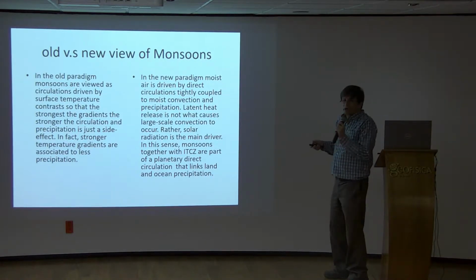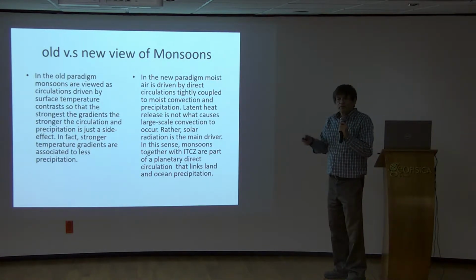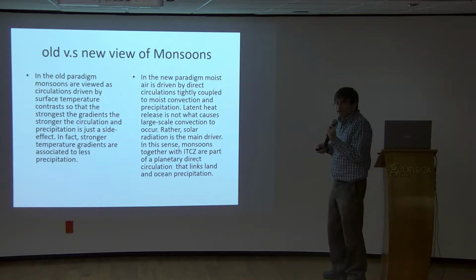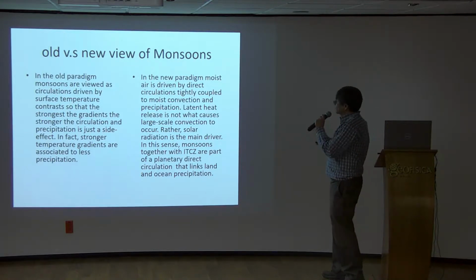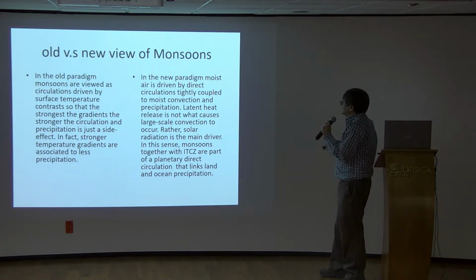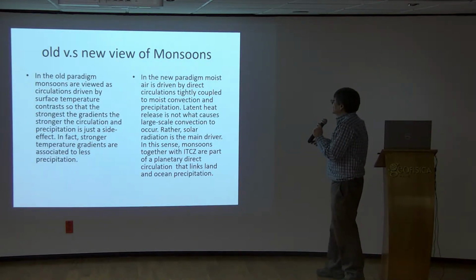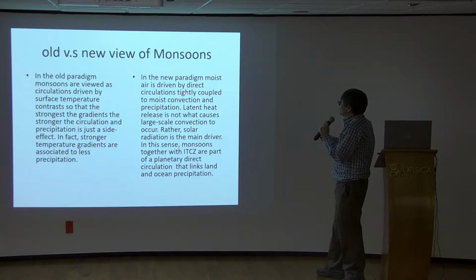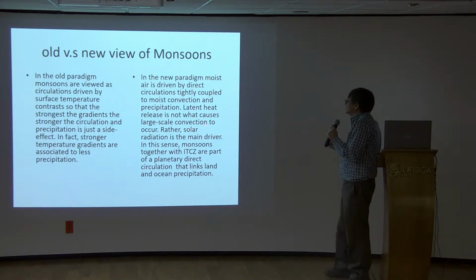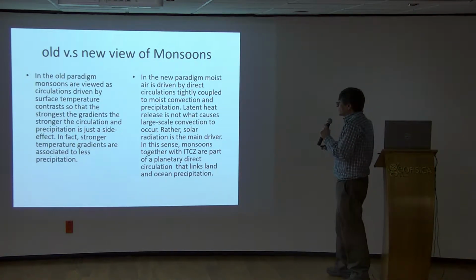Well, so that's the way science progresses. It progresses in tiny little steps. It's very conservative. We scientists are very conservative. We don't want to change our ideas very quickly, unless there is compelling evidence to do that. Then the new paradigms now are tightly coupled to moist convection. Latent heat release is not what causes large-scale convection. Rather, solar radiation is the main driver.